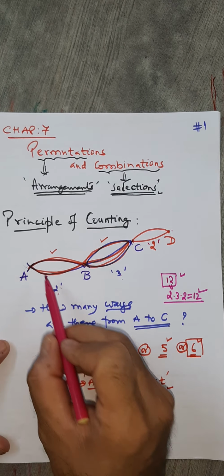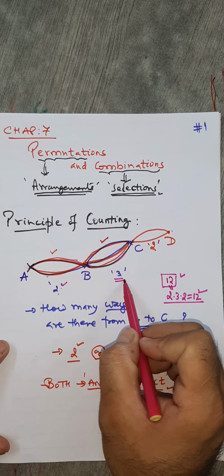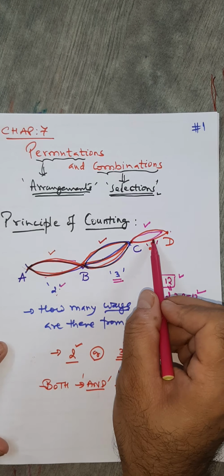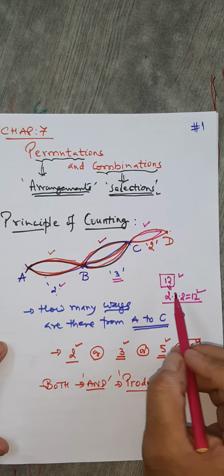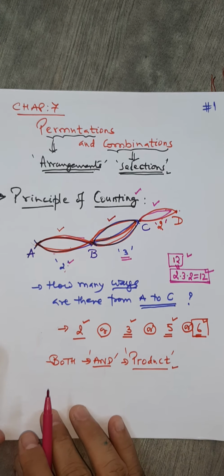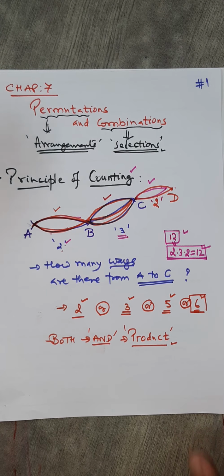So one thing can occur in 2 ways, the second thing can occur in 3 ways, and the third thing can occur in 2 ways. The total number of ways of all the things occurring together is their product. This is known as the counting principle. So in this chapter, when you find one thing occurring, then another, one by one, and you have and, you write into, which means product.